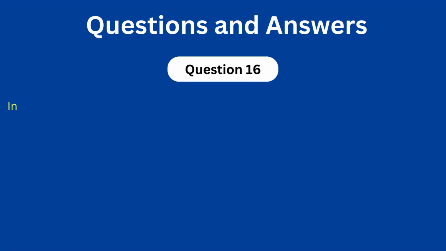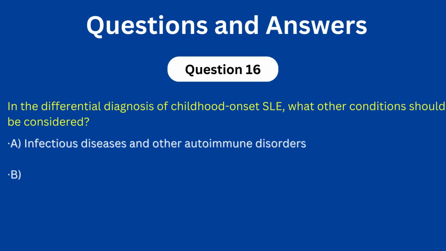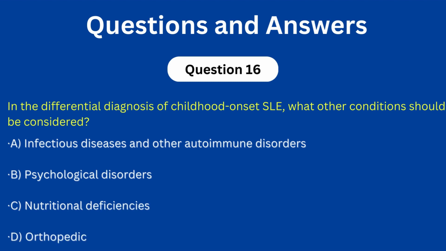Question 16. In the differential diagnosis of childhood onset systemic lupus, what other conditions should be considered? A. Infectious diseases and other autoimmune disorders. B. Psychological disorders. C. Nutritional deficiencies. D. Orthopedic conditions. The correct answer is A.